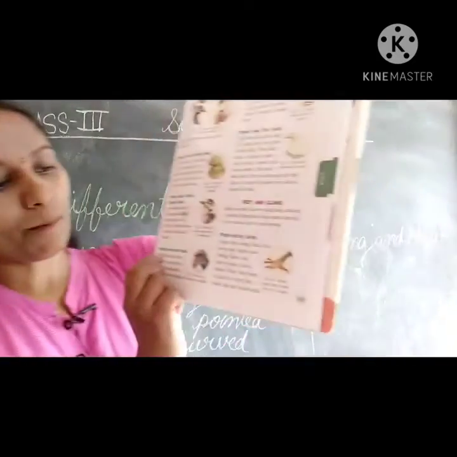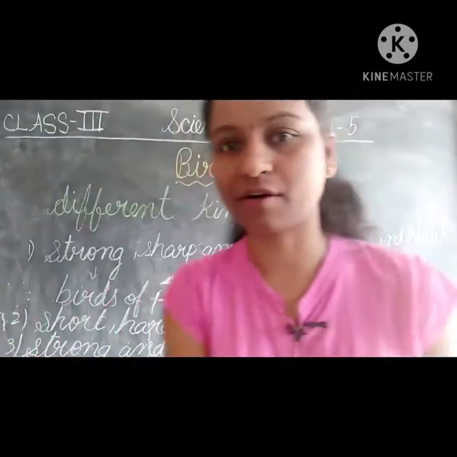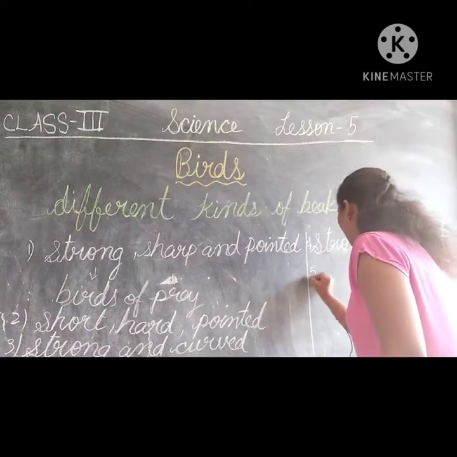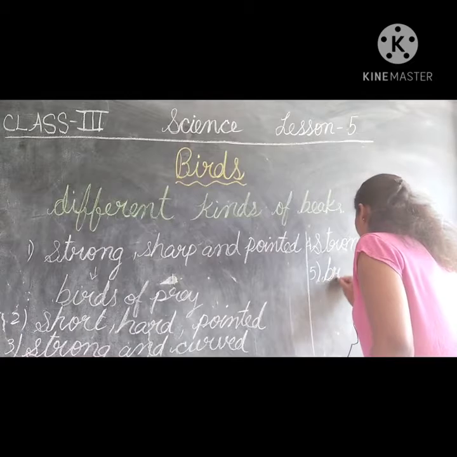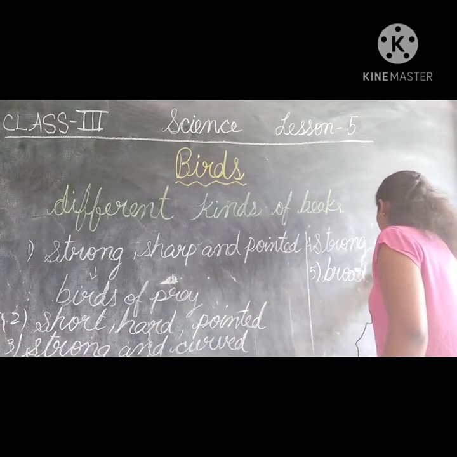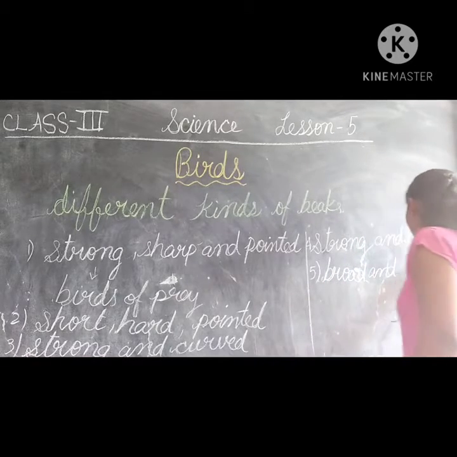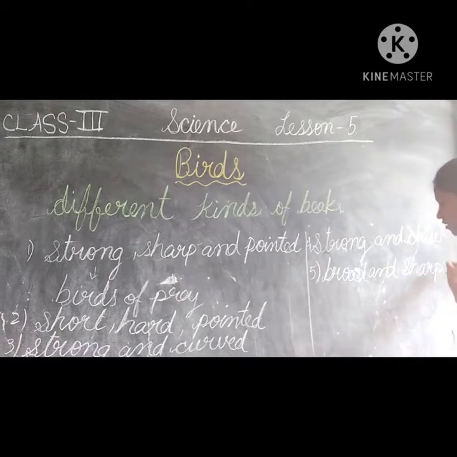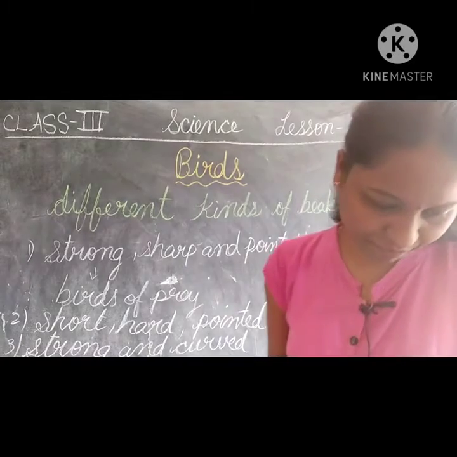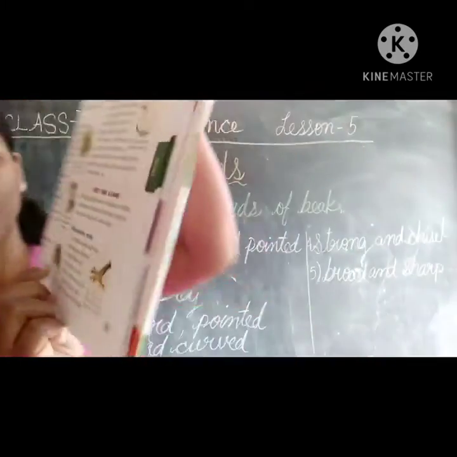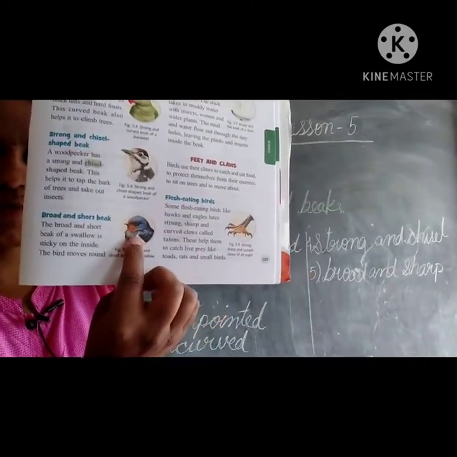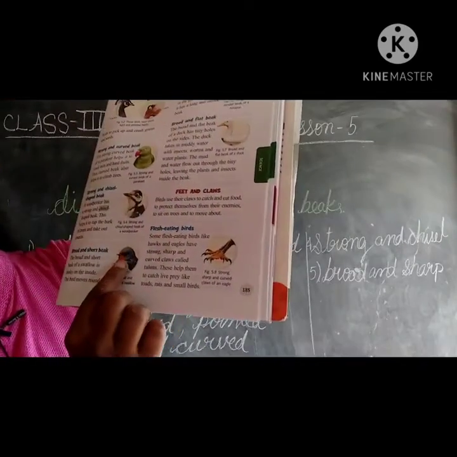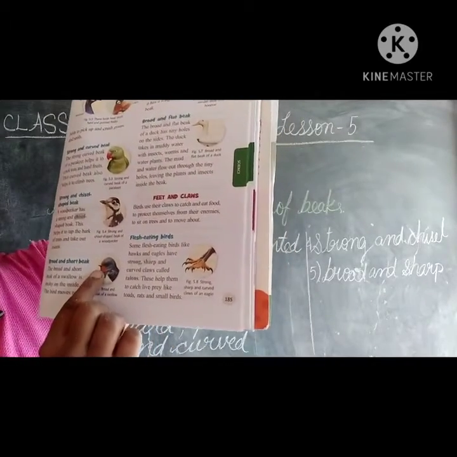Okay, next one is broad and short beak. This is the fourth one. Broad and short beak. So for whom will this one be, children? Let us see. It is a swallow bird. One of the birds is the swallow. How cute it is! Wow, so nice. Very broad and very short beak.